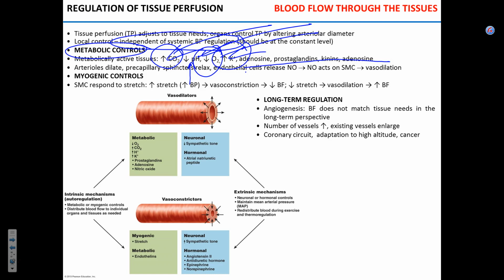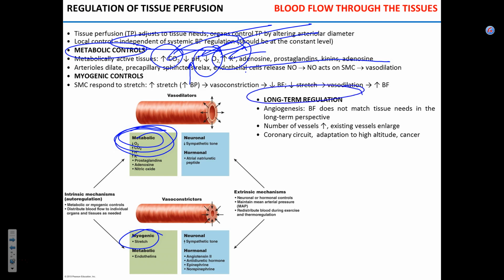Both mechanisms, metabolic and myogenic, will play a role in regulating blood flow in a tissue. But different tissues will use different controls to a different extent. For instance, in muscles, the main mechanism is metabolic. By all means, it's metabolic. In the brain, it's slightly different. We're going to chat about it. Do you understand? So you have to understand that metabolic and myogenic controls are immediate ones. Immediate ones meaning they respond in a second, if not less than that.